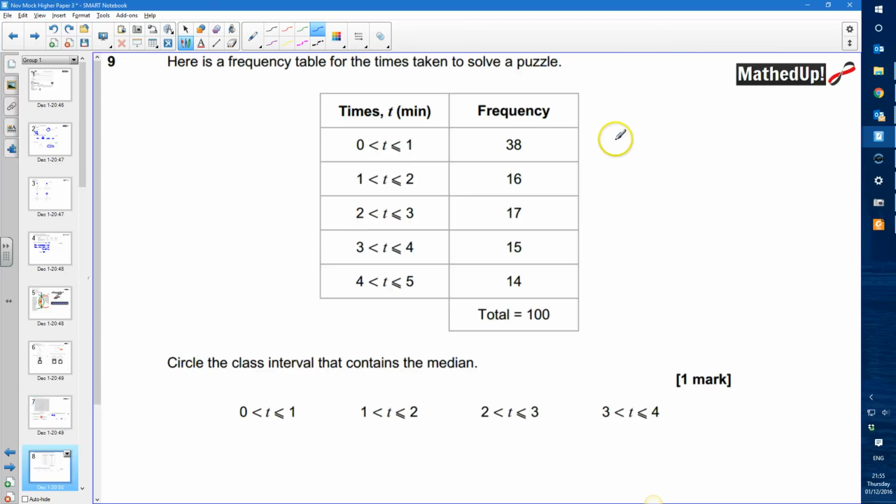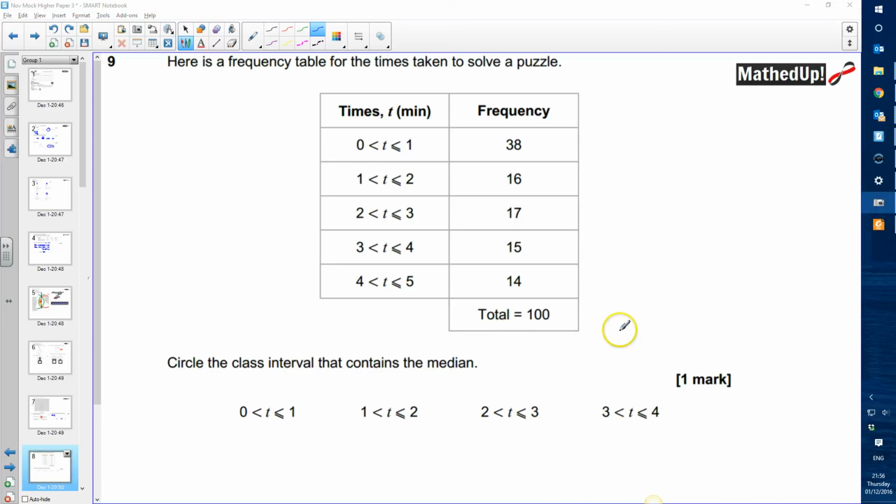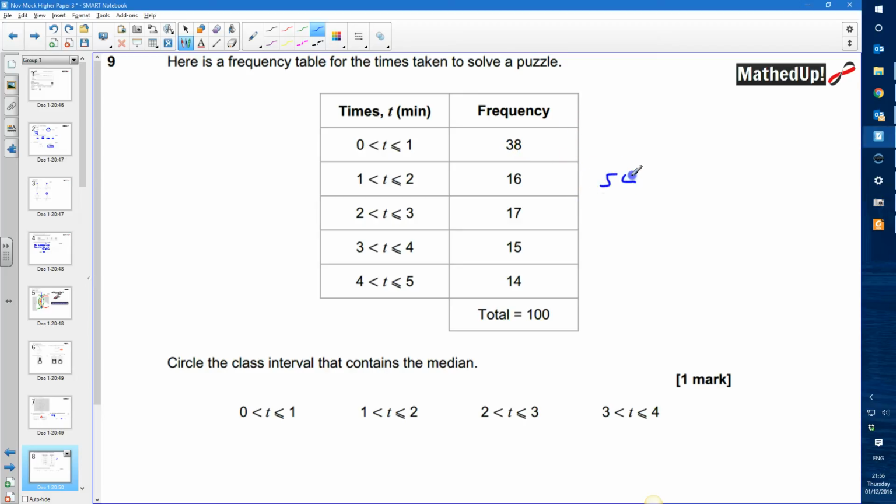Okay, question number 9. Here is a frequency table for the times taken to solve a puzzle. And we're going to circle the class interval that contains the median. Okay, so there are 100 puzzles that have been solved, and the first 38 of these took between 0 and 1 minute. And then over here we've got the next 16 that took between 1 and 2 minutes. So that means that there must have been 38 add 16, so 54.